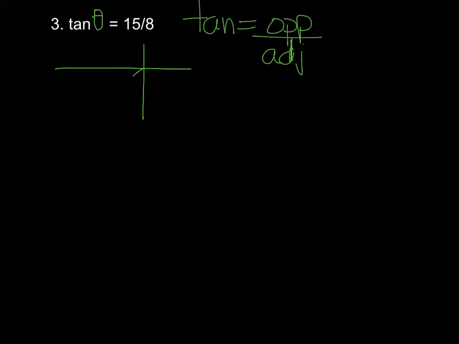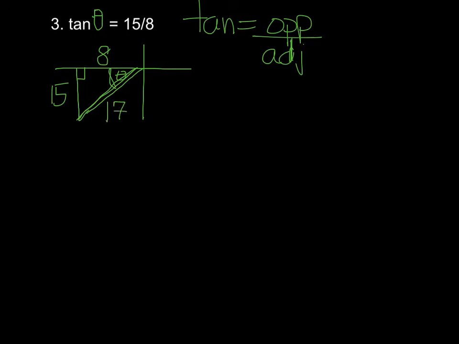Okay, so I'm going to draw my triangle in the third quadrant. Remember, theta will always be right over here at the origin. Okay, and tangent is the opposite, so I'm going to go opposite theta, which will be right here, and adjacent, which will be right there. Okay, so basically what I need to do is find this hypotenuse right here, and I can do that in one of a couple of ways. If I know my Pythagorean triples, I would know that that's 17.